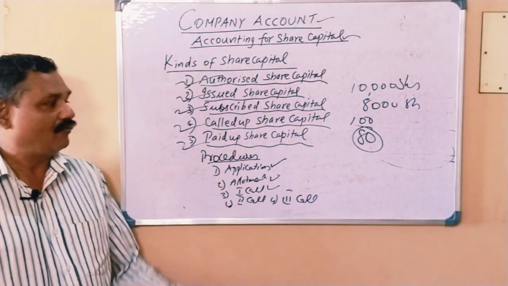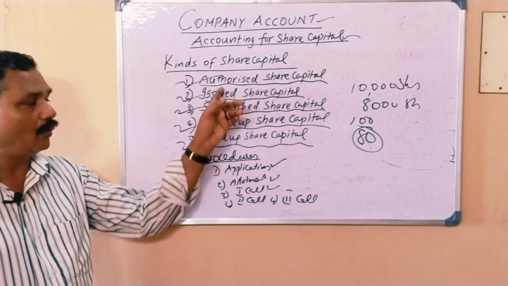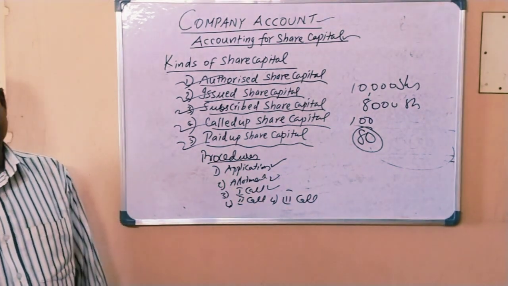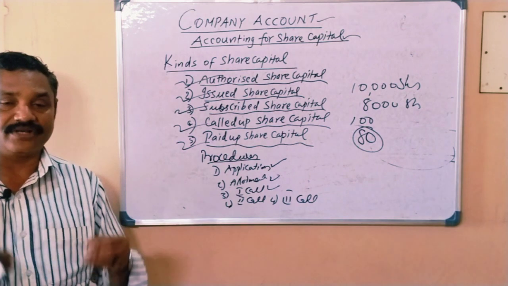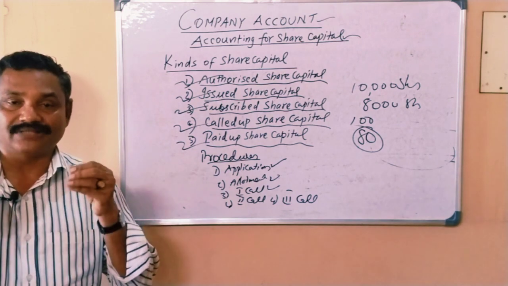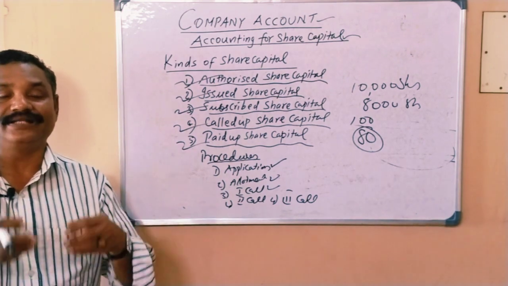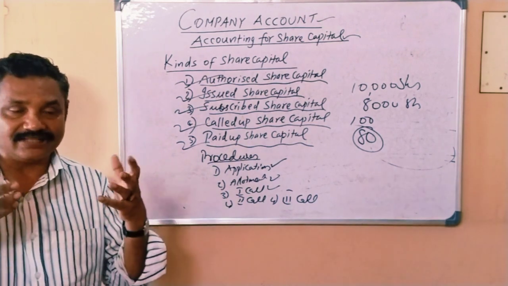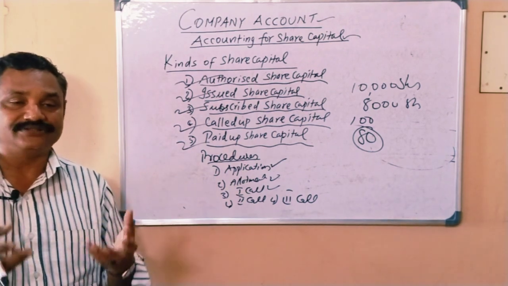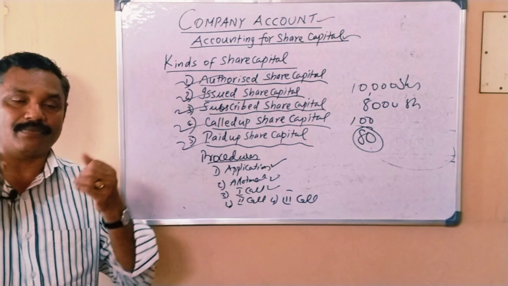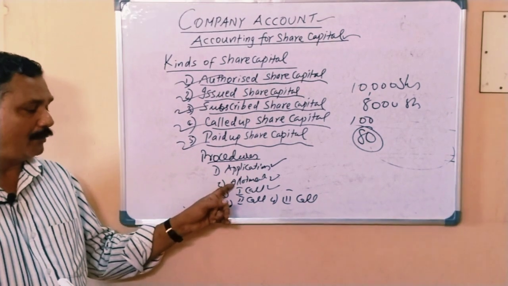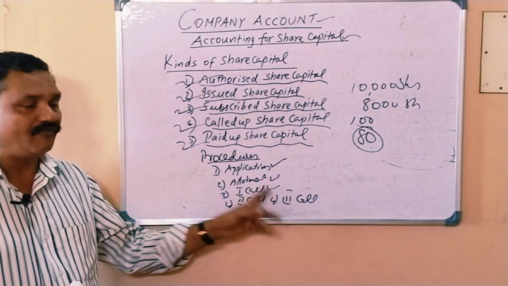There are 5 structures of capital account. I already explained, I think you would have understood. Here, procedures: the company can collect money for its requirement, whatever the purpose may be, from the public by the issue of shares. Now we are learning how to issue shares and collect money thereby. There are 5 procedures: application, allotment, first call, second call, final call.